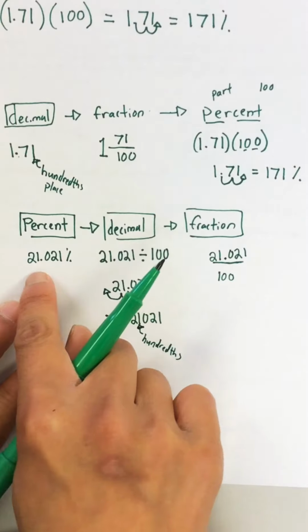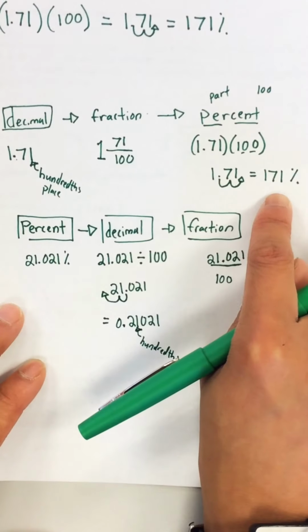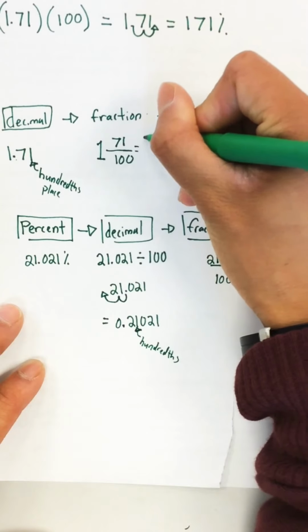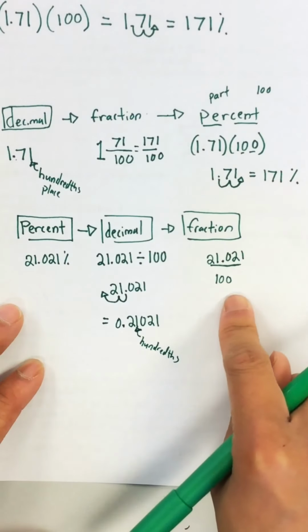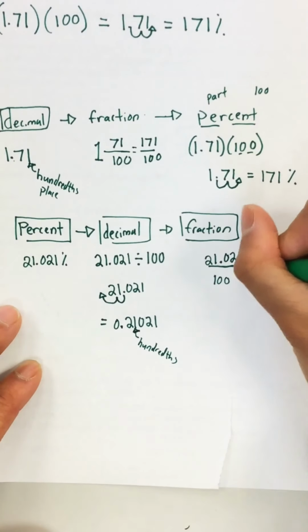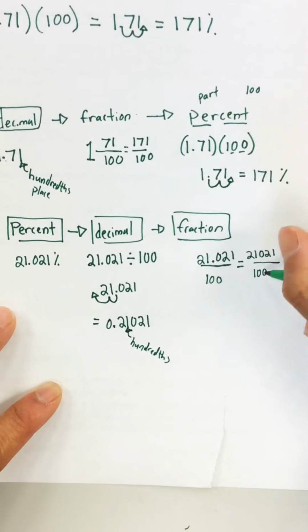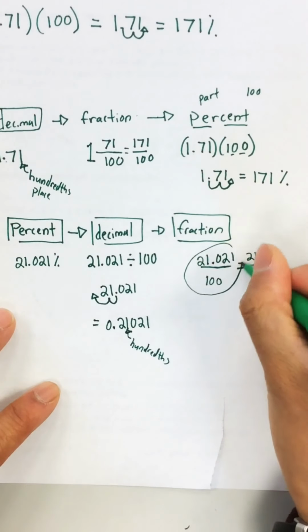So I can write 21.021 over 100. Just like here, if I had looked at this, I could have written as 1 and 71 over 100, or I could have written it as 171 over 100. Both of these would have been correct. And so this is also correct, okay? Or this would also be correct. 21.021, and I know that this is 100, right? Then I just add a 0 for each next digit, so it's 100 thousand. So I could have it like this too. But I feel like this one right here probably makes the most sense.